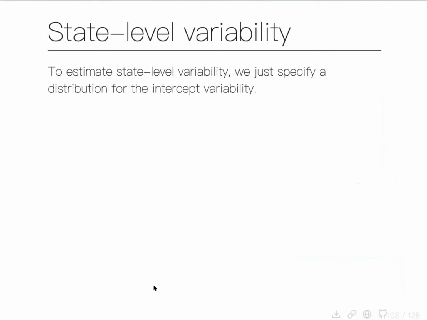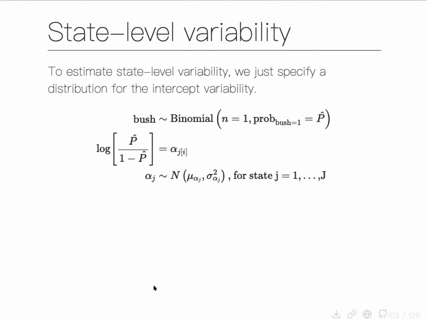But what if we wanted to estimate state level variability? Obviously, if you know anything about American politics, there's a lot of between state variability in political election data. If we want to do that, all we have to do is specify a distribution for the intercept variability. We have an intercept that we've estimated. To specify between state level variability, we just have to specify the distribution for that variability. This is just going to be a normal distribution, just like normal. There's actually nothing different about this model from a standard linear regression model. It's just that this parameter is now going to vary between states. And we're still going to assume that that parameter variability is generated from a normal distribution with some mean and some unknown variance.